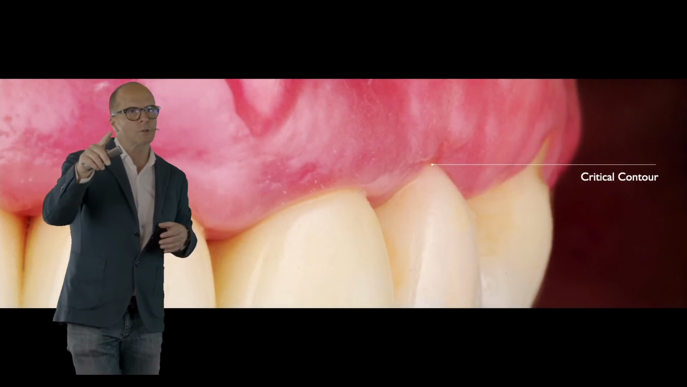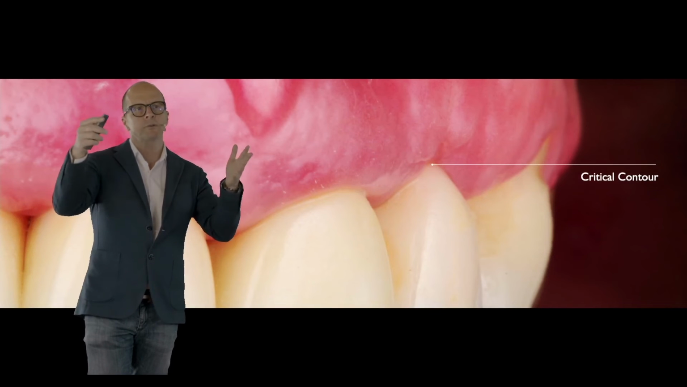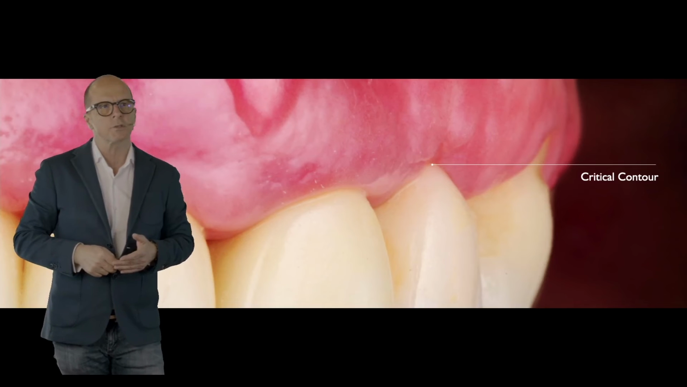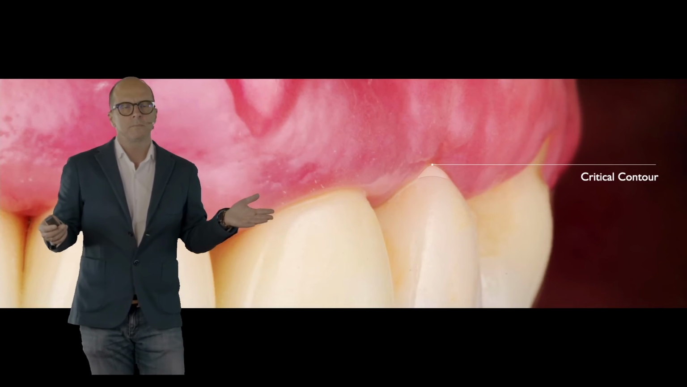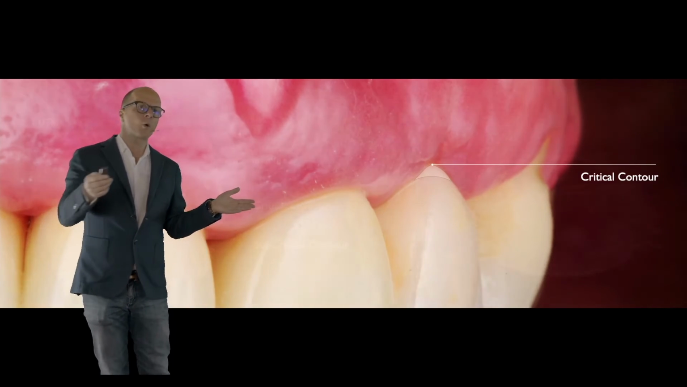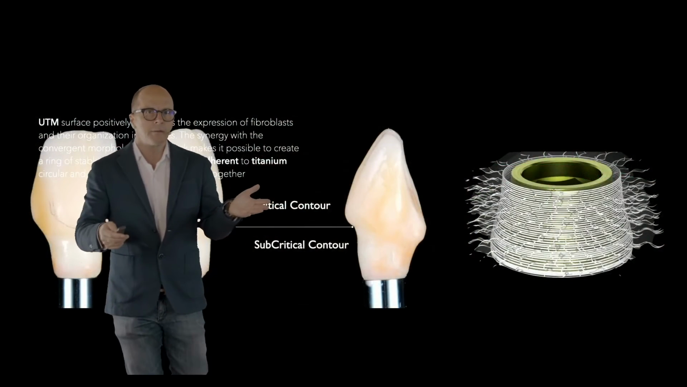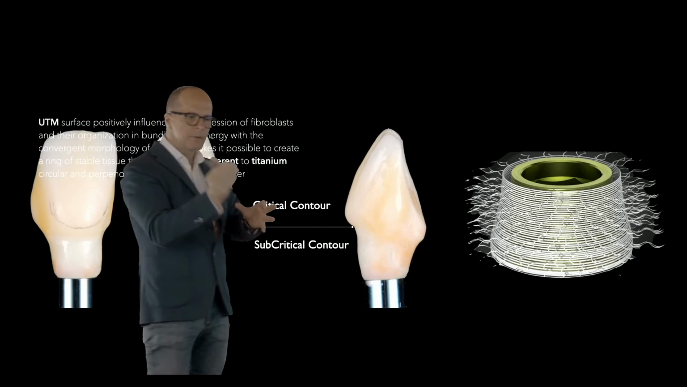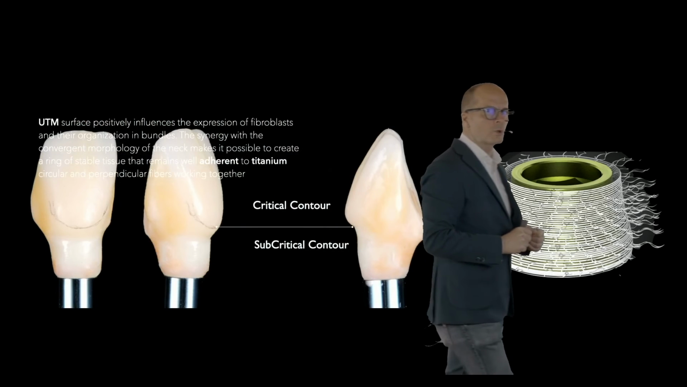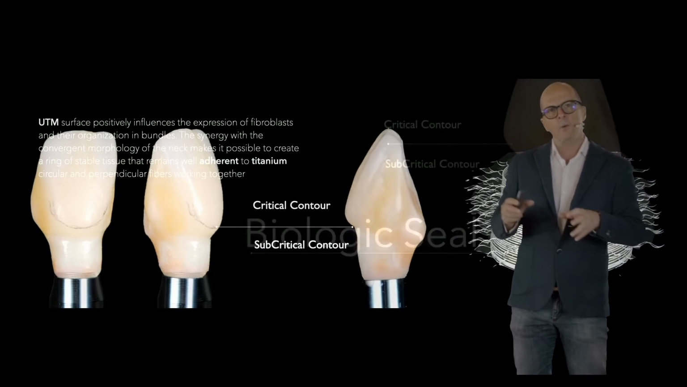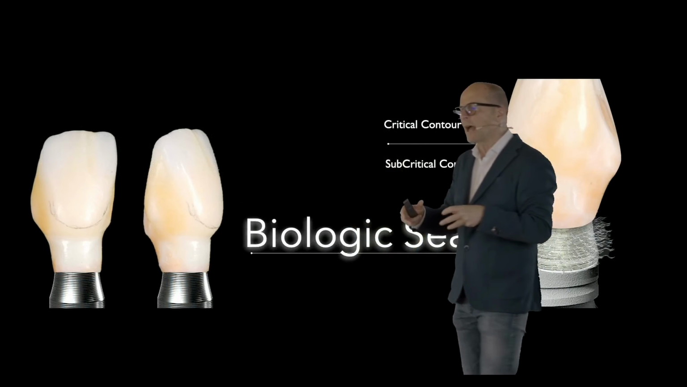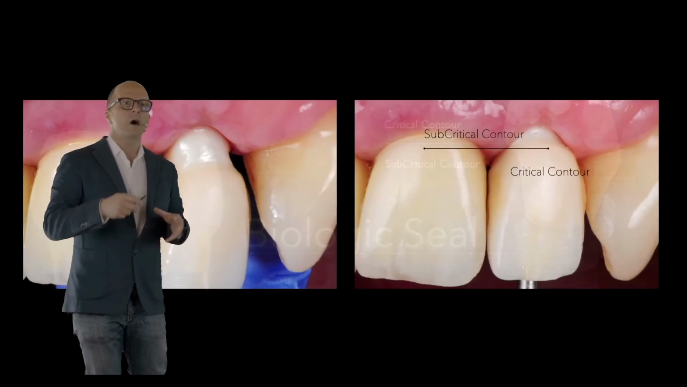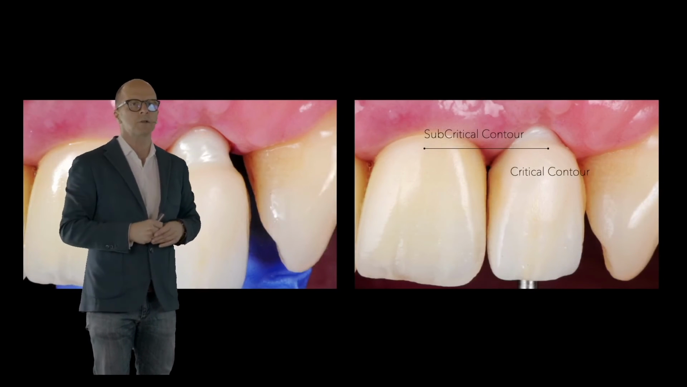And the critical contour, if we want to modify it in order to reshape the ideal gingival architecture, we can do it without harming the quality of the peri-implant soft tissue. Again, we can remove the crown, we can reshape the critical contour of the crown, and then we can replace the crown as many times as we want without harming the quality of the peri-implant soft tissue.